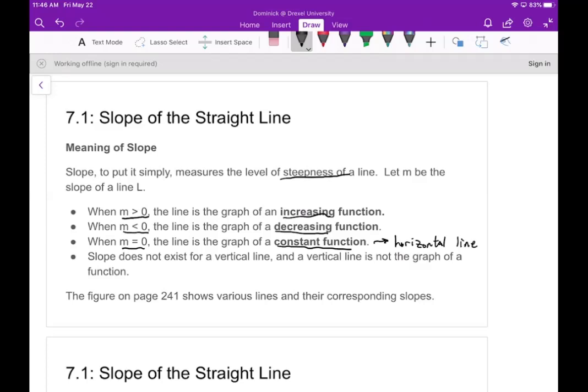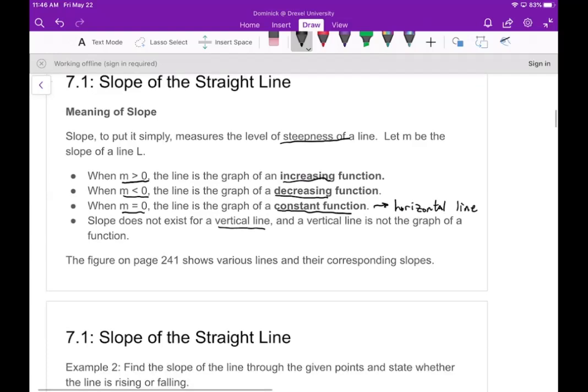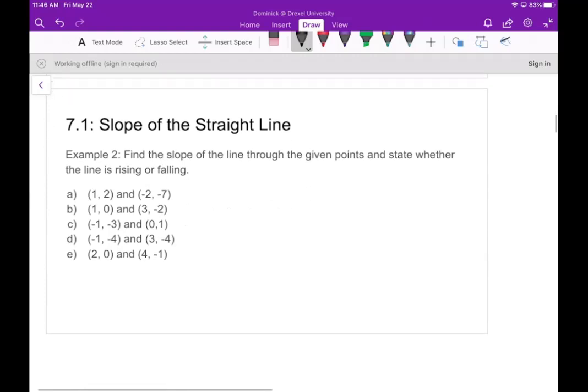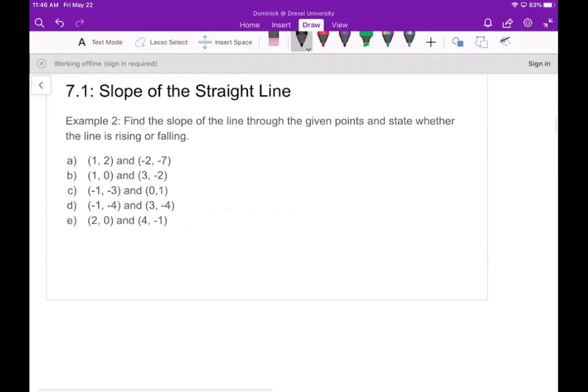Okay. Now the slope doesn't exist, or it's undefined, for a vertical line. But of course, we know that the vertical line is not a graph of a function. All right, so you can look in the textbook and you can see several examples of this. Okay, so let's go ahead and we'll find a couple more slopes, and then we'll use that to say whether the line is rising or falling, or you can say increasing and decreasing.